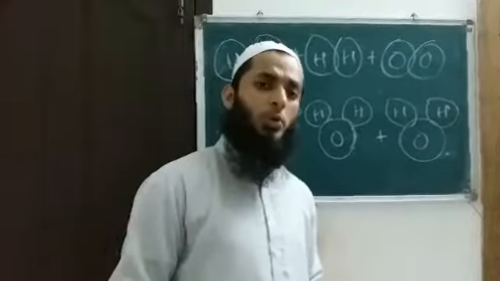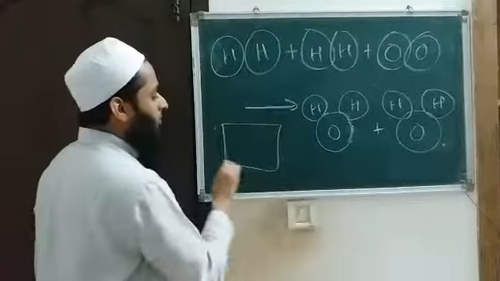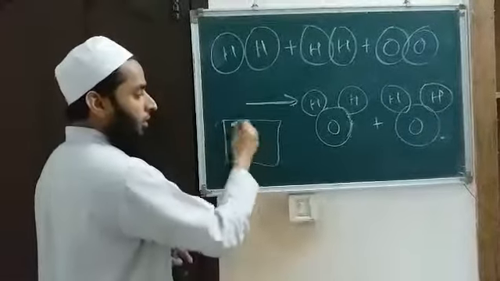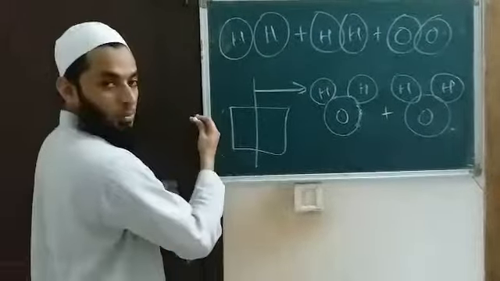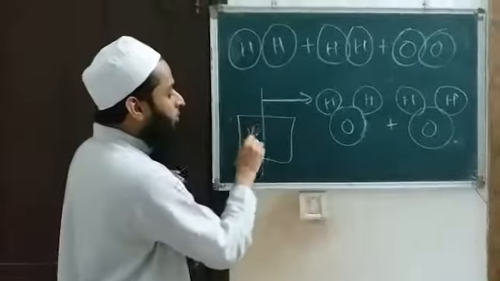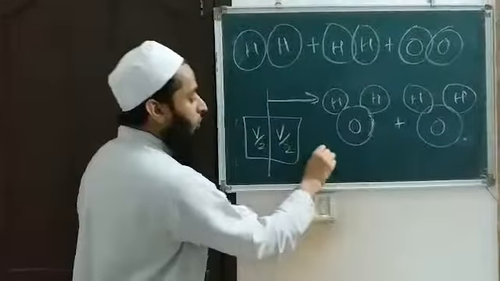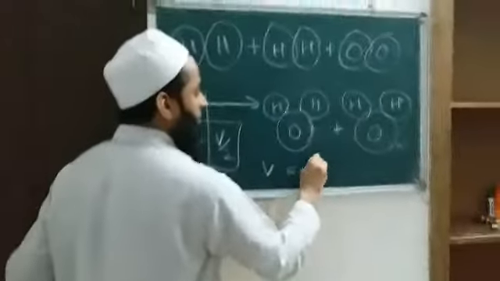Extrinsic property is a property which depends on mass. For example, you have a container with some gas in it, and you divide that. So half the mass has come here, half the mass has come here. But similarly, volume has also become half. So volume depends on mass, so it is an extrinsic property.